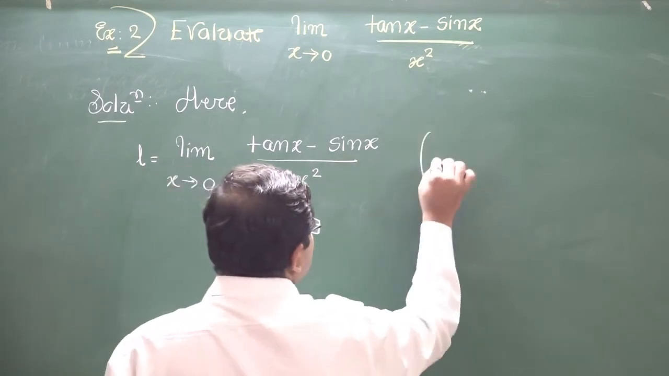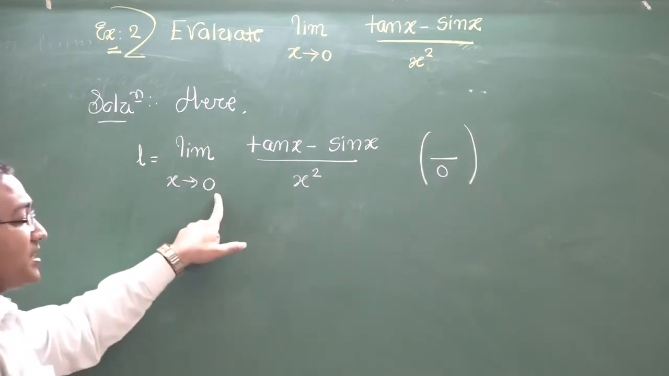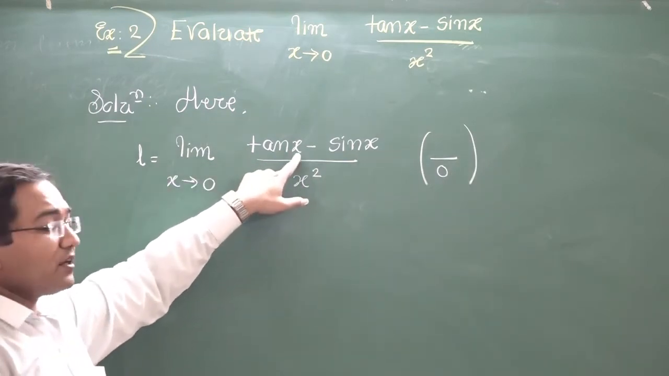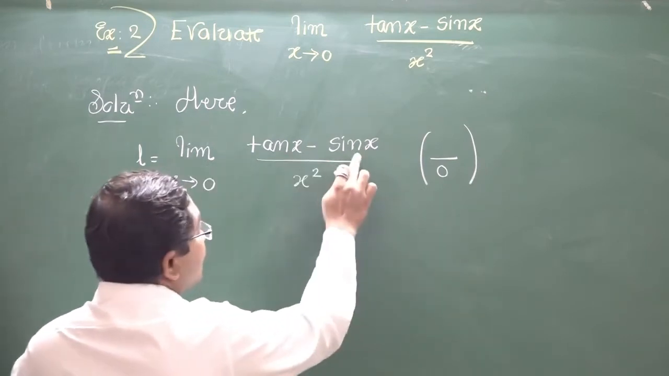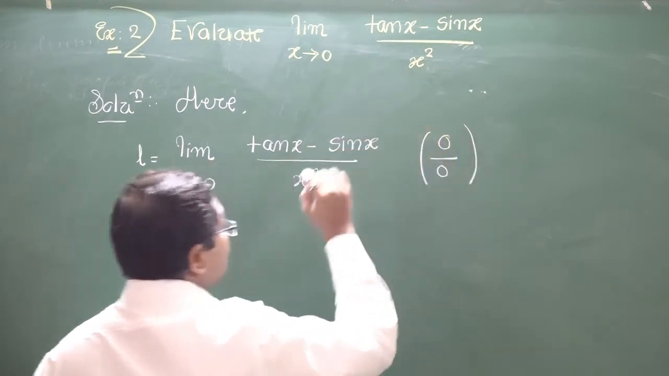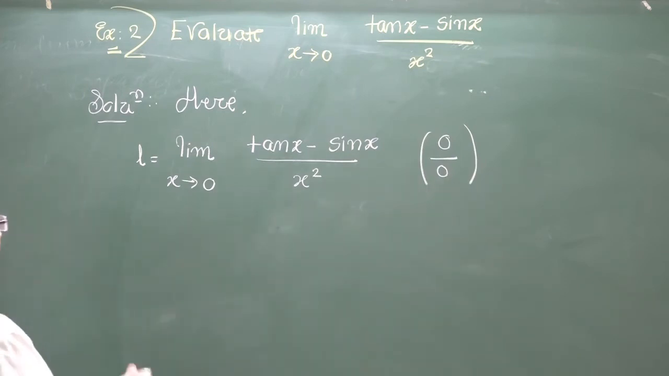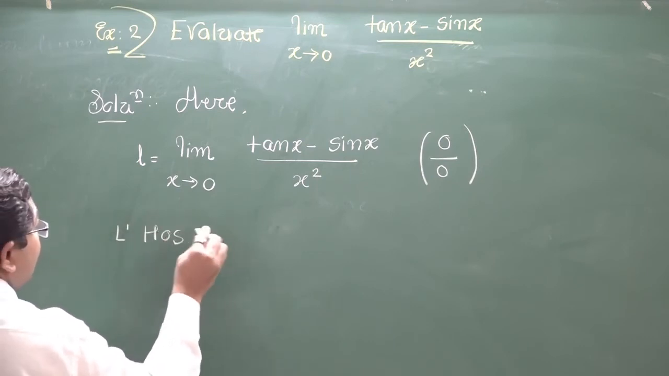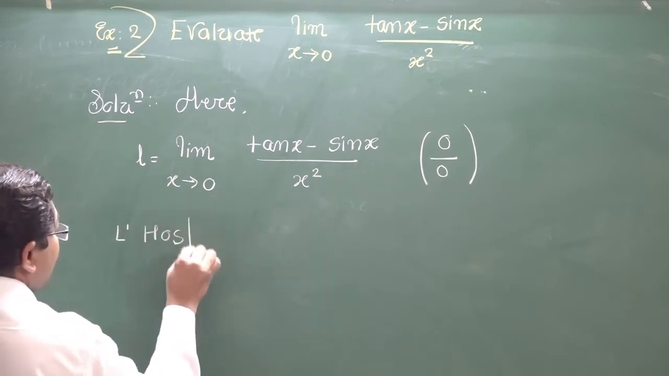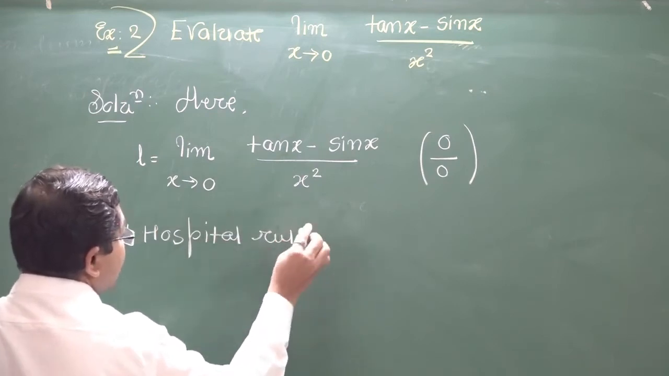0 square is 0. As well as in the numerator, take x equal to 0, tan 0 is 0, sin 0 is again 0. So 0 minus 0, answer 0. So that is in the form of 0 upon 0. So L'Hospital rule is applicable for finding the finite limit for the given function.